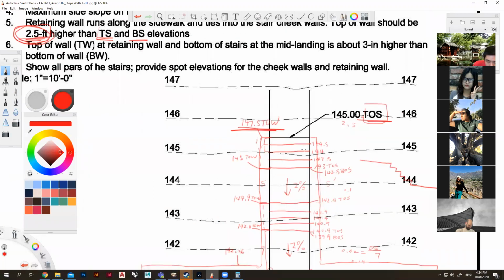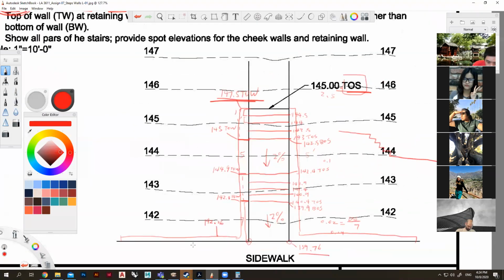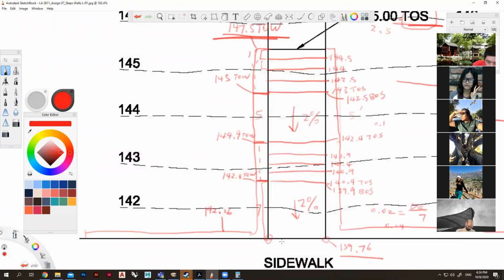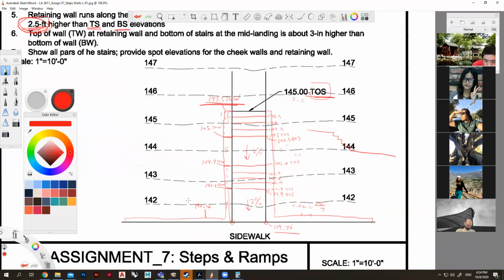And on the bottom, the last stair, you did 142.26, and that was the top of the stair. And for the BS, how do you find that out? 142.26 is from this connection at the sidewalk. So this is the lowest point of our whole problem, and we also need a retaining wall here. So we add 2.5 on top of that to get that. Oh, I see. Okay, got it. Okay, thank you. Any other questions?